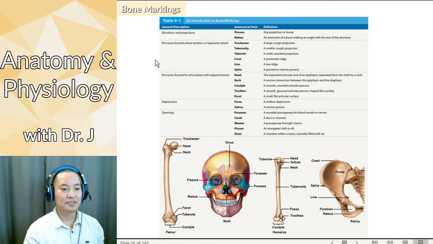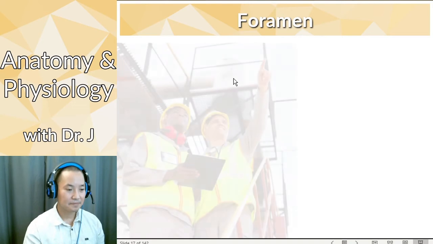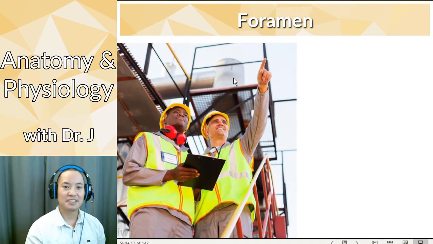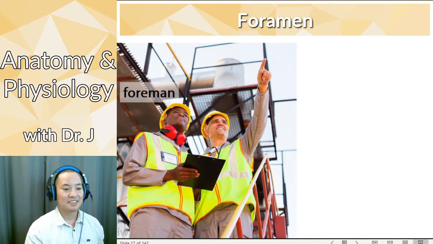I'll cover a few. You should know all the ones in this list, but I'll cover some of the ones that might be new vocabulary for you. So foramen. Who's the lead boss at a construction site? What do you call that person? You call them a foreman, right? Or foreperson. But for the sake of this mnemonic, let's call them a foreman. So foreman is the person who just dictates the construction at a site, right?